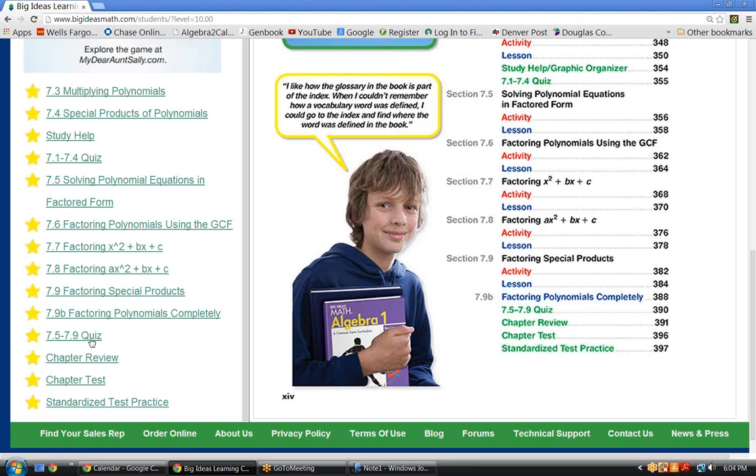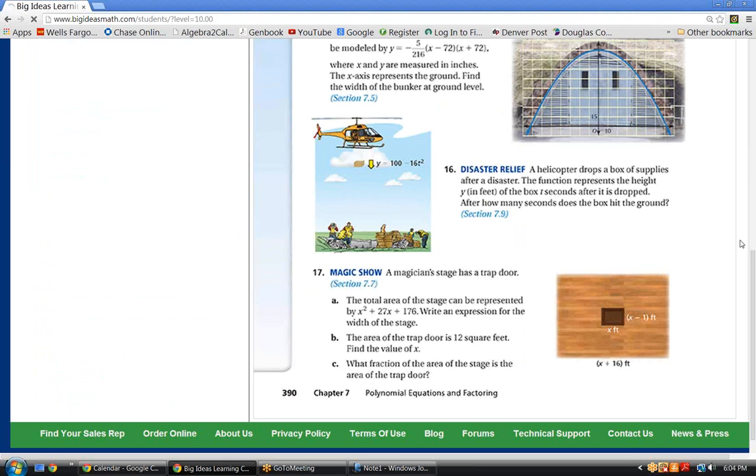Well, let's go over the second half of this chapter. Last time we did 7.1 through 7.4 quiz, and we talked about how to do that stuff. Let's look at 7.5 through 7.9.